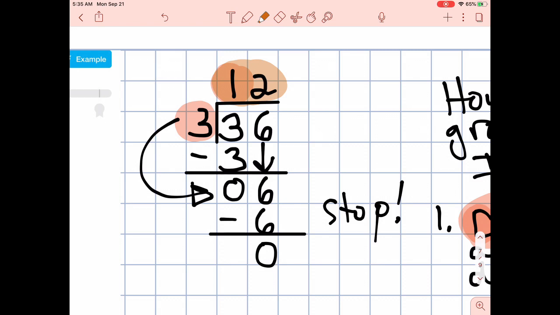In the next video, we're going to practice some of this together, and you're going to do some math a little more independently on your own.